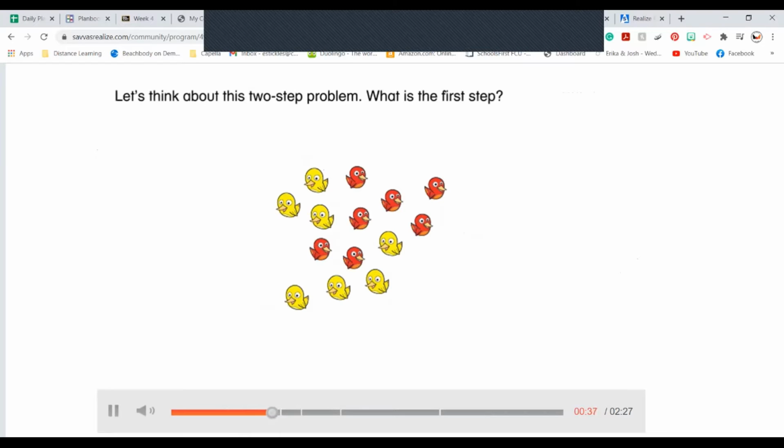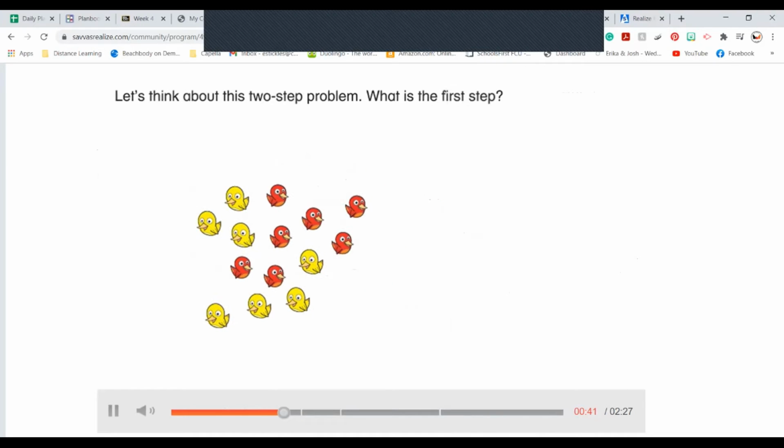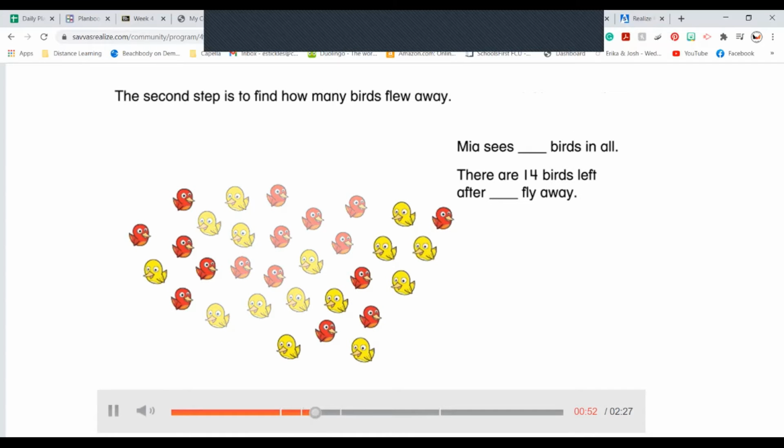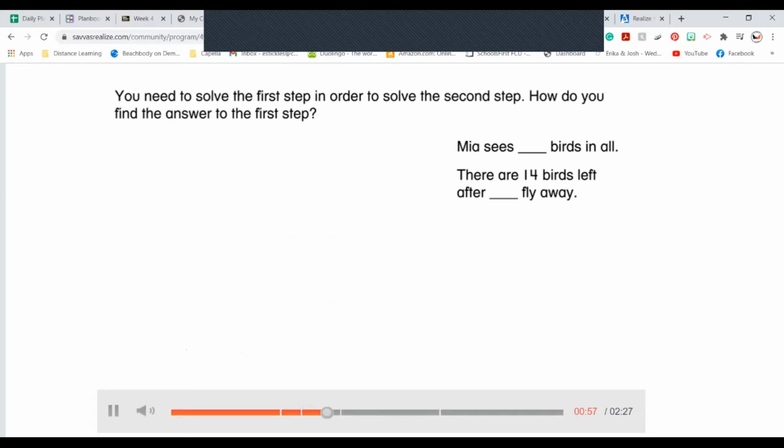Let's think about this two-step problem. What is the first step? First, we need to find out how many birds there were when she first saw the birds. The first step is to find how many birds Mia saw in all. What is the second step? Then we have to figure out how many birds flew away for there to be 14 birds left. The second step is to find how many birds flew away. You need to solve the first step in order to solve the second step.